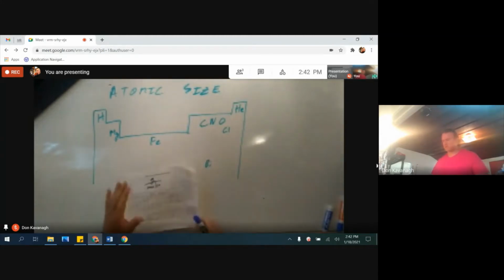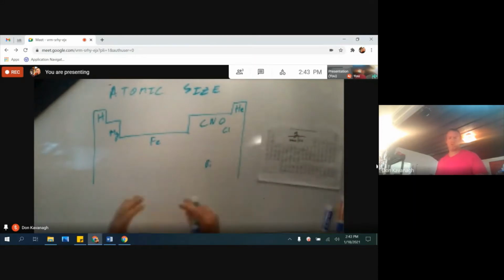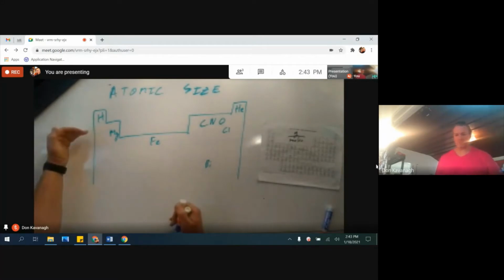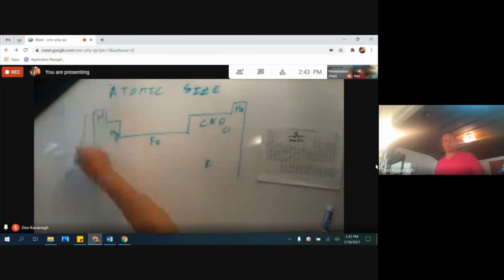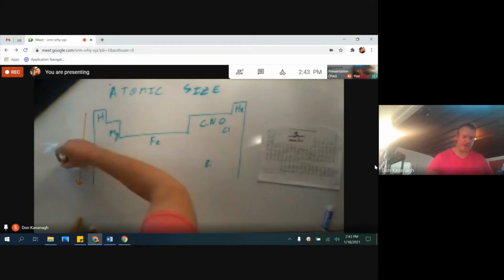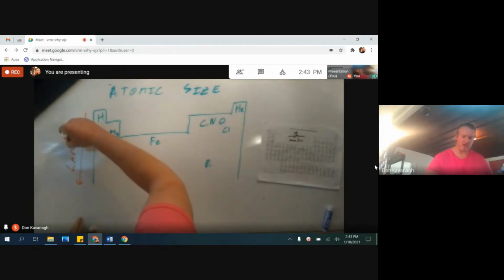The trend for atomic size: you can make a general estimate about which atom is larger or smaller based on its location on the periodic table. As you go down the periodic table, every row adds another layer of electrons to the outside of the atom. It's like adding layers to an onion. So when you go down the periodic table, you can bet that atoms are getting larger.